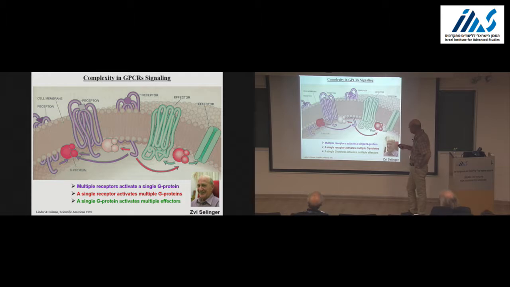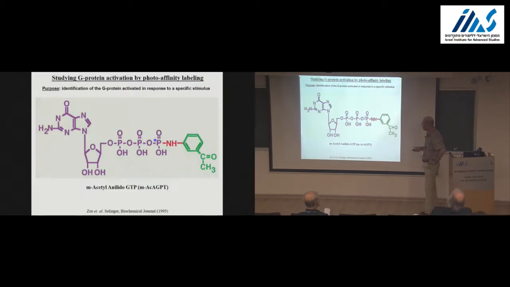So if you look at the red arrows, you would see that many receptors can activate more than one G protein. And it was a big debate in many fields which G protein is activated by each stimulus or each receptor. So the task that Tzvi gave me was to develop a tool that would enable us and everybody else studying GPCRs to indicate which G protein is activated in each cell type or in each stimulus.